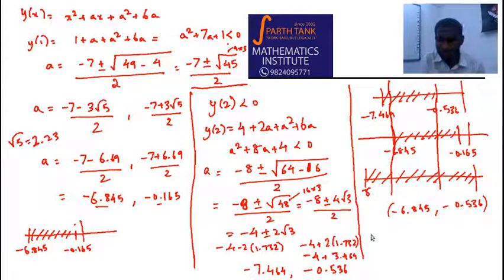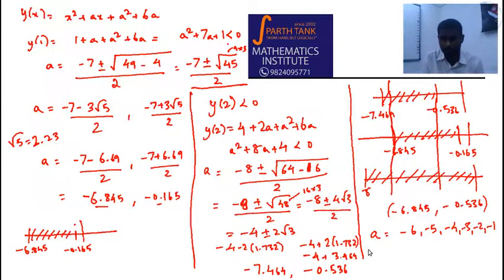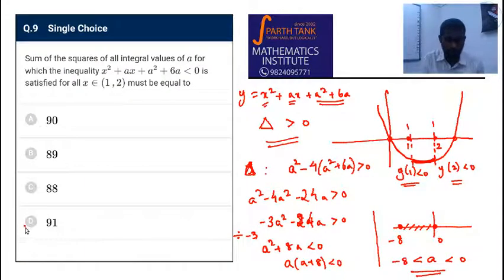So the integer values therefore can be minus 6, minus 5, minus 4, minus 3, minus 2, minus 1. And they have asked us the sum of squares of all integral values of a. So sum of possible a squares are 36 plus 25 plus 16 plus 9 plus 4 plus 1. How much is this going to be? 16 plus 9, 25, 50, 55 plus 36 is 91. So the answer is 91, option D.